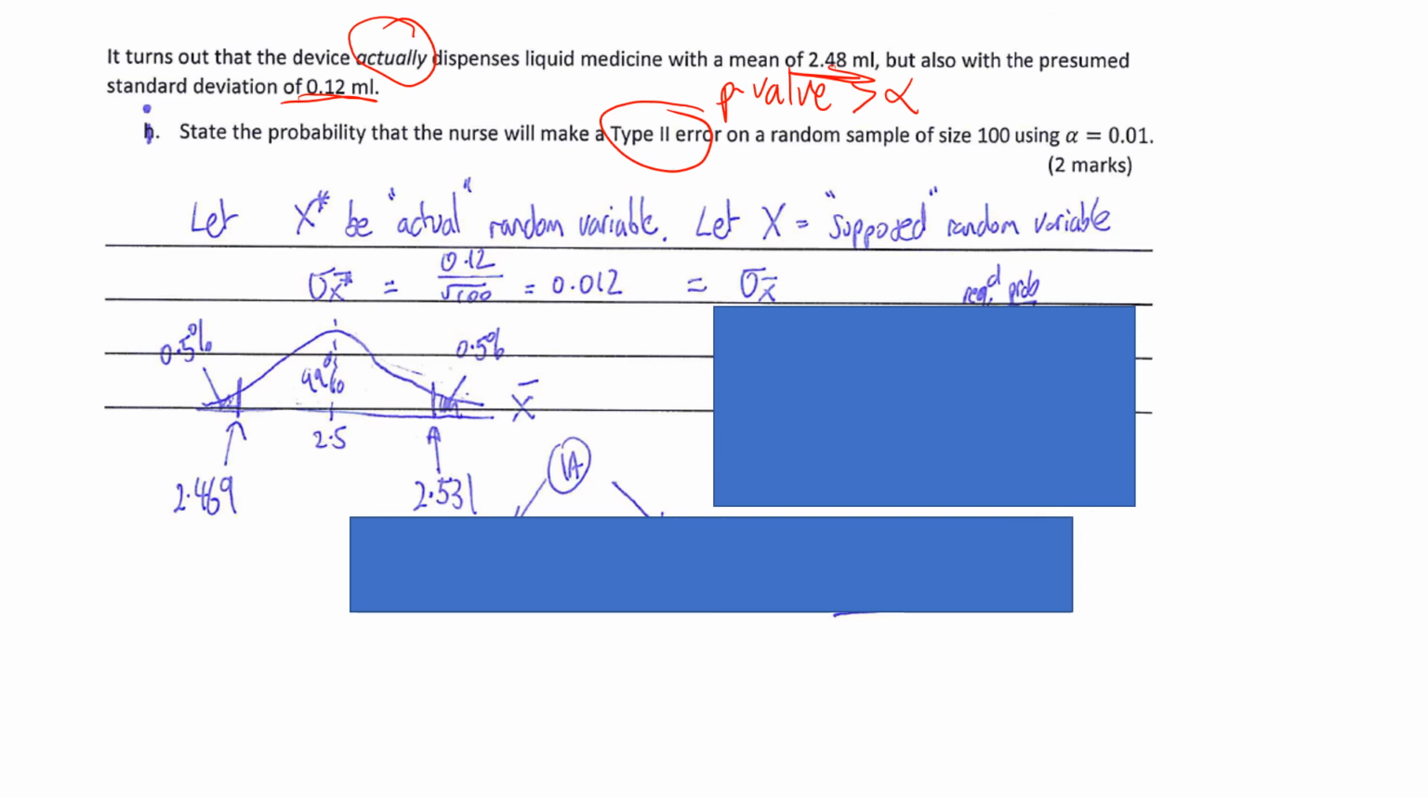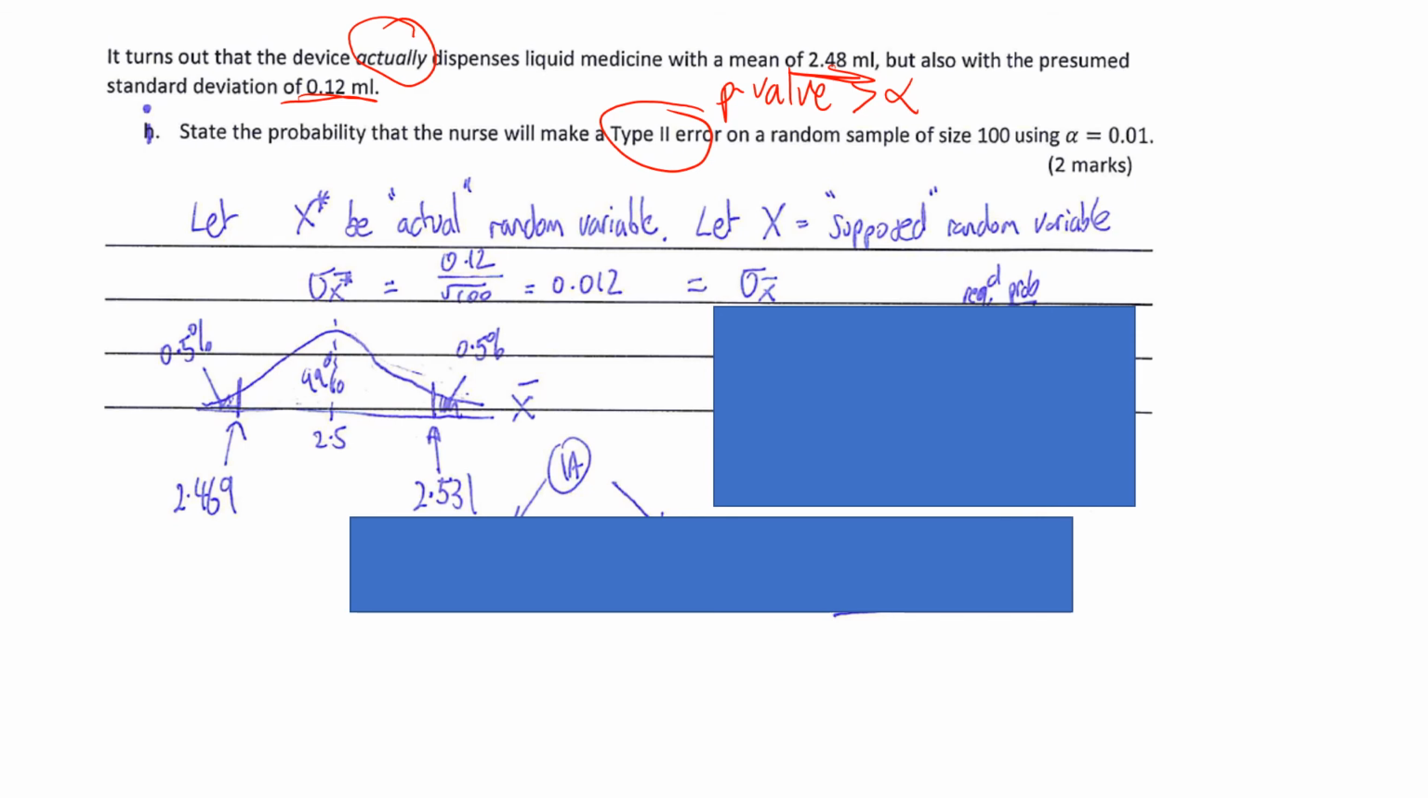But in fact, so they've gone through the process, the p-value is great, but in fact, they should have rejected the null in this particular scenario, because in fact it's not true. Not that they would know it as testers, but it's in fact not true that the dispenser is dispensing liquid medicine with a mean of 2.5 mils precisely. It's in fact doing it with a mean of 2.48 mils. So provided that the nurse doesn't reject the null, the nurse is making a type 2 error. That's just based on the actual information given to us in the question.